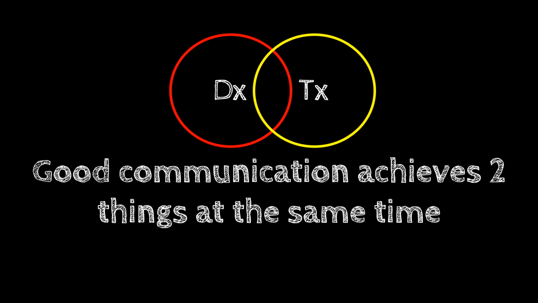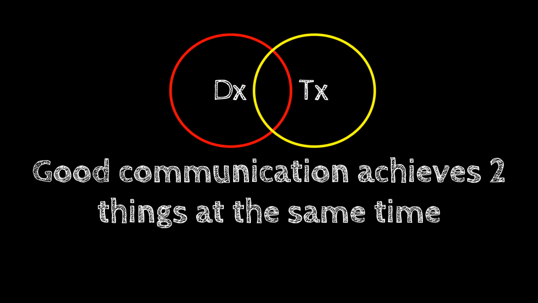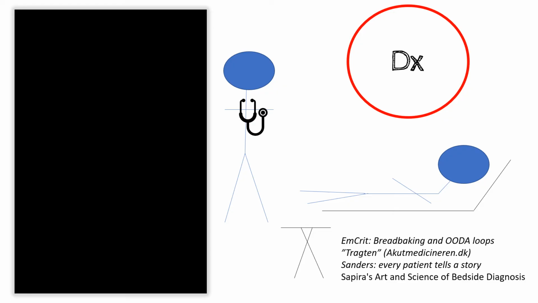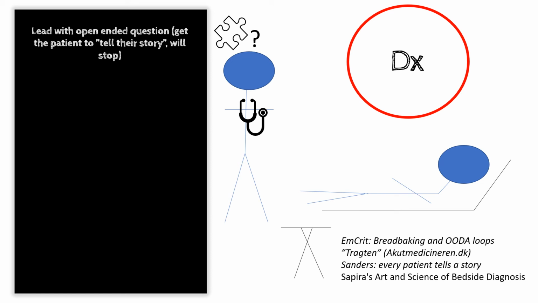So I'll just go into details about this. Good communication achieves two things. So my method is this. Let's start off with the diagnostic part of it. What I just explained to you is that in the diagnostic conversation with your patient, I want you to lead with an open-ended question. The purpose of this is to get the patient to tell their story like a story, because this storytelling is really important.